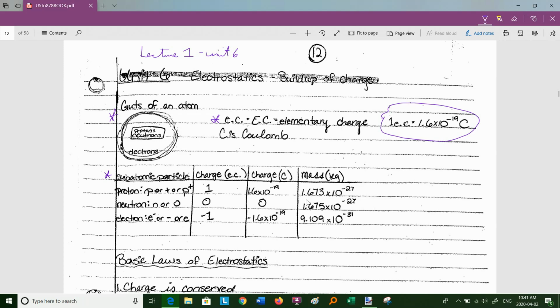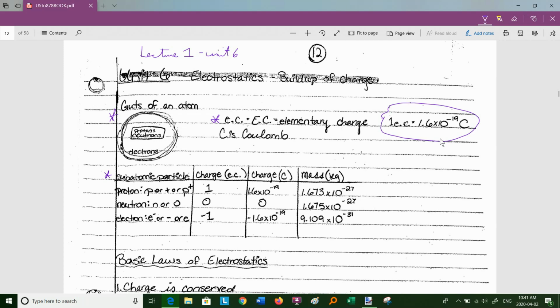You'd never have to memorize these numbers. Neutron, there's no charge, it's neutral, and the mass is slightly more than a proton, 1.675 by 10 to the -27 kilograms. An electron has a charge of -1 elementary charge, so it's the opposite charge of the proton, so -1.6 by 10 to the -19 coulombs, and the mass is 9.1 by 10 to the -31 kilograms, so around a 2,000th of a proton or a neutron.